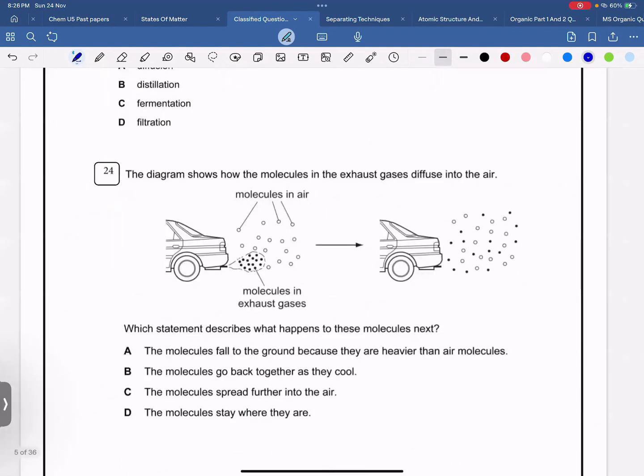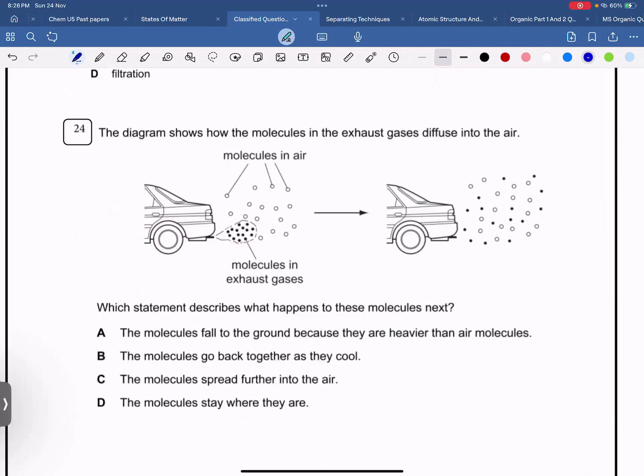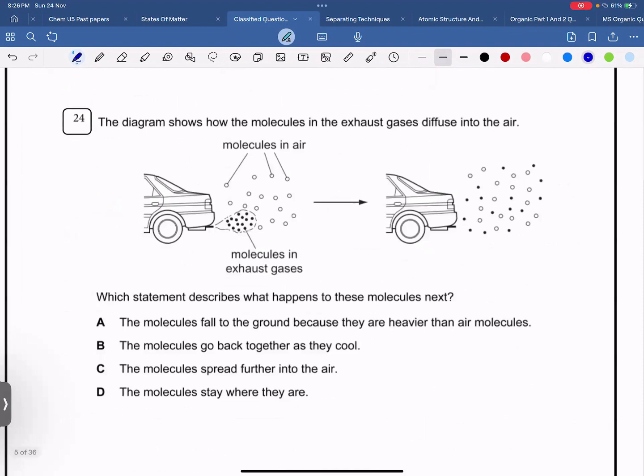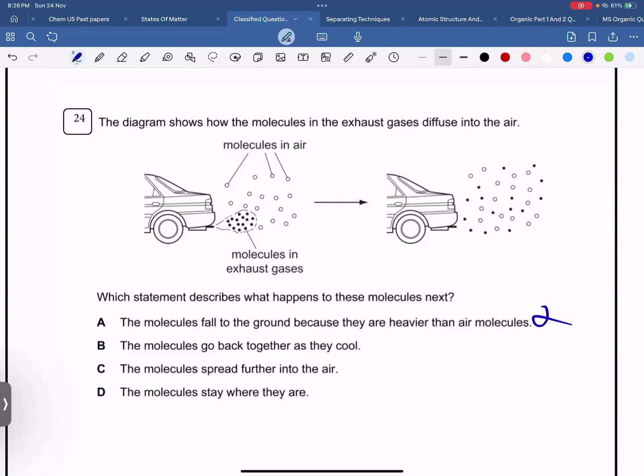And then the diagram shows how the molecules in the exhaust gas diffuse into the air. Which statement describes what happens to these molecules next? So the molecules fall to the ground because they are heavier than air? Incorrect. The molecules go back together as they cool? Incorrect. The molecules spread farther into the air, which is the correct one, as shown in the figure.